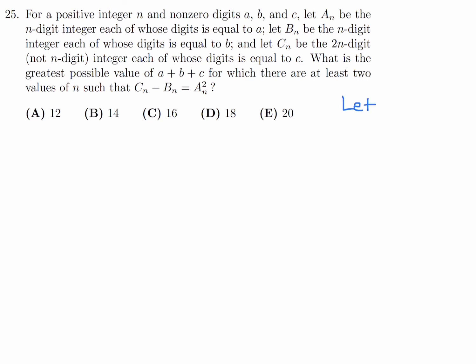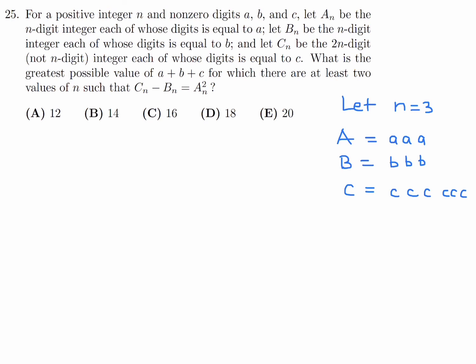First, let's start off with a simple example to kind of illustrate what this question is talking about. Let's say n is 3, and therefore a_n would be 3 digits, and all the digits are equal to a. So it would be aaa. Similarly, b_n would be 3 digits with all being b. c_n, however, is 2n digits, so 6 digits with all its digits being c, like this.